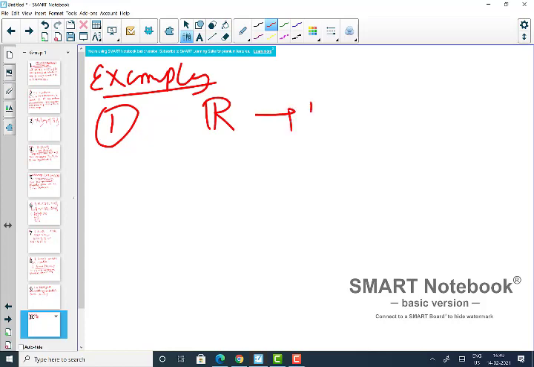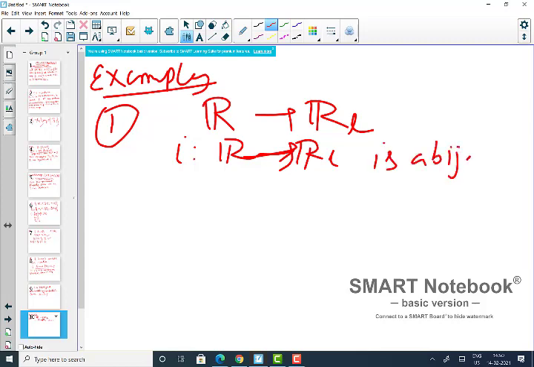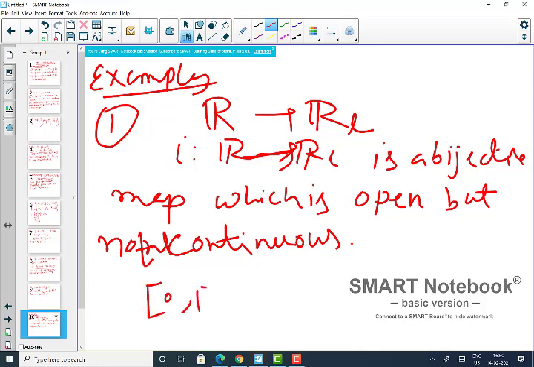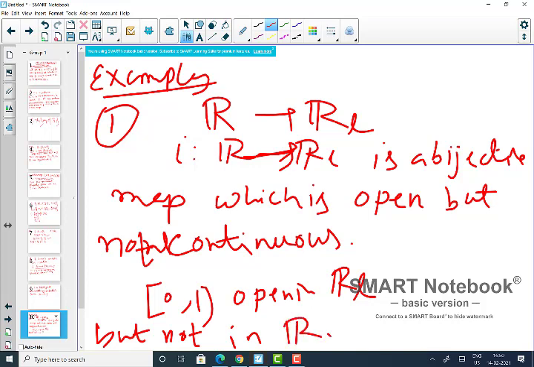Suppose you are going from R to R_L, and you see the identity map from R to R_L, so obviously it's a bijective map, right? So it is a bijective map, okay, which is open but not continuous. Okay, this is clear, right? Because there are open sets here inside R_L, maybe say this is [0,1), open in R_L, but not in R. Okay, so this is a pullback of an open set which is not open, so this is not a continuous map, right?